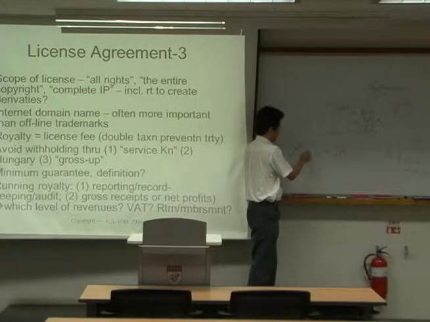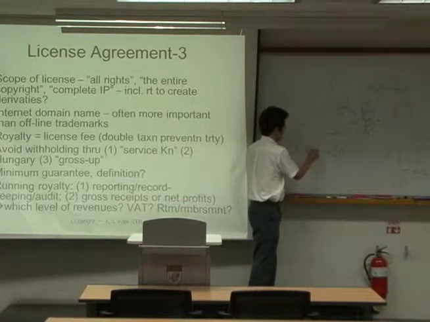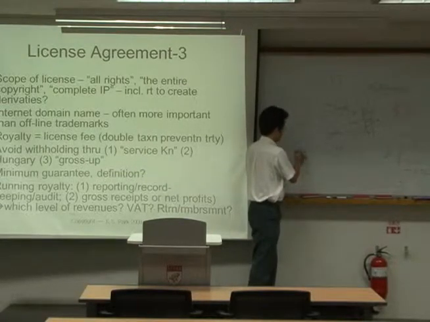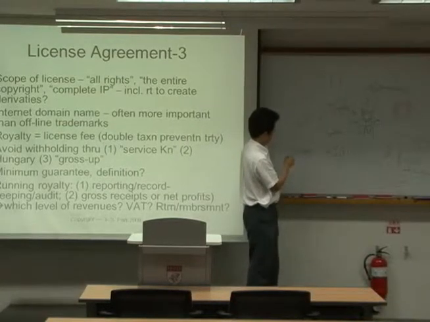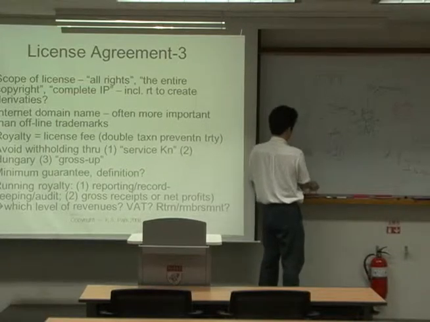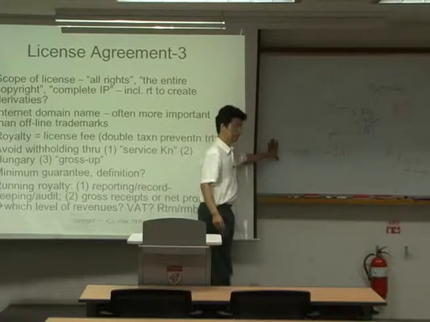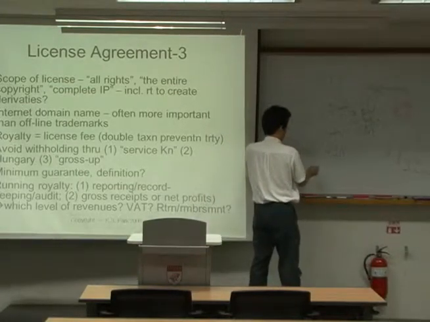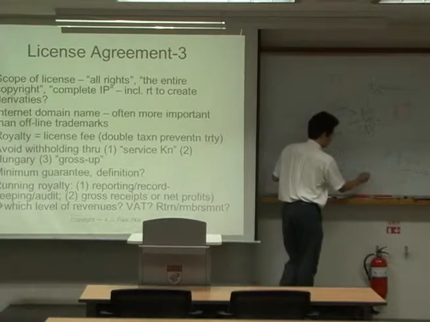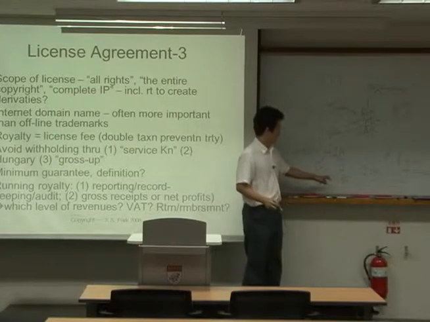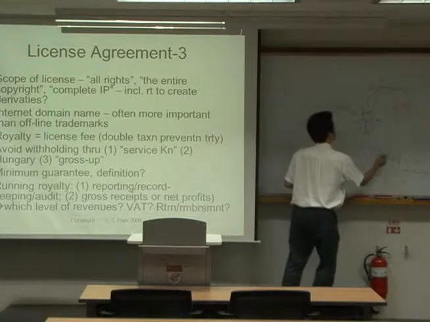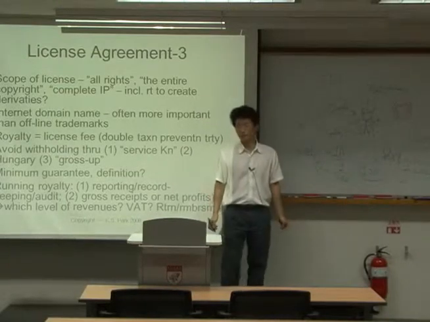So X times 0.835 is $1 million. So X will be 1 over 0.835. Let's assume that this is $1.2 million. Then now you have to pay this times 16.5% to me. This is what the U.S. tax authority will do.